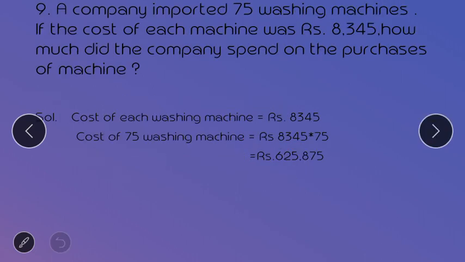A company imported 75 washing machines. If the cost of each machine was rupees 8,345, each means 1. The cost of one machine is 8,345 rupees. How much did the company spend on the purchase of the machines? 8,345 rupees is the cost of one machine, and the company has purchased 75 machines. So how much does it have to pay?